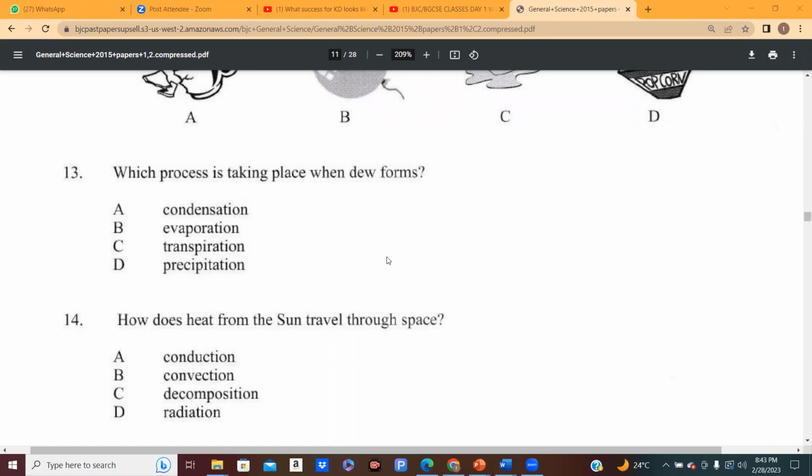Diamond, this is for you. Number 13. A, condensation. Very good. All right, moving right along.